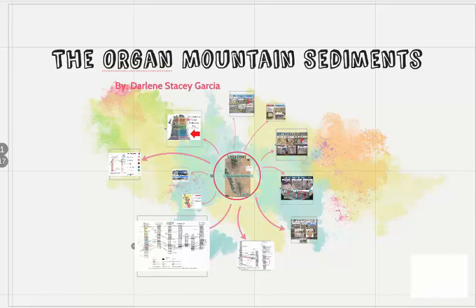Today I'll be discussing the Oregon Mountains and the sediments deposited during the Precambrian and the Paleozoic eras leading up to the early Mesozoic and Cretaceous eras.